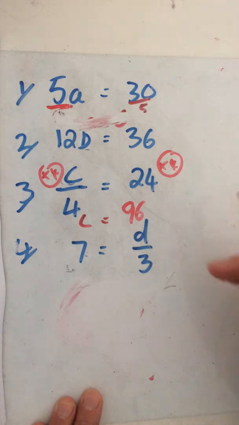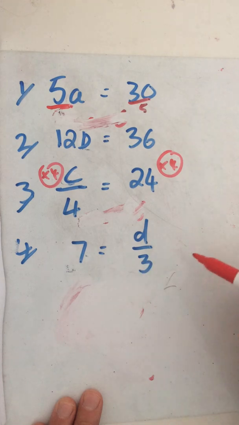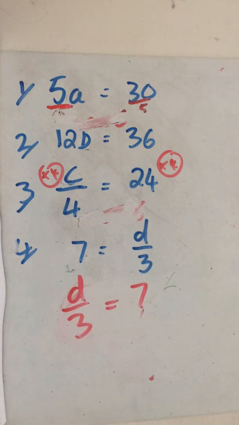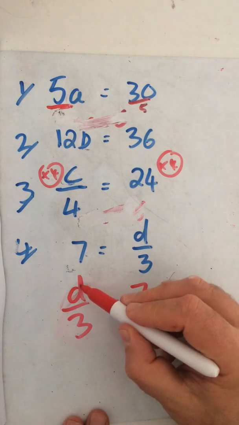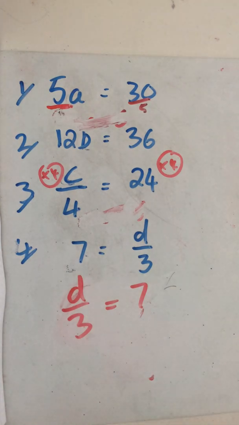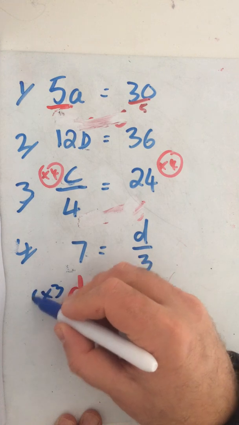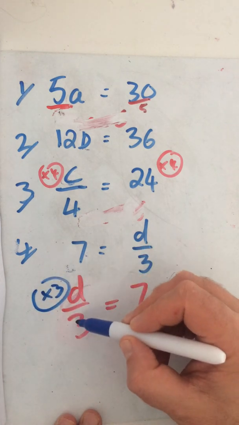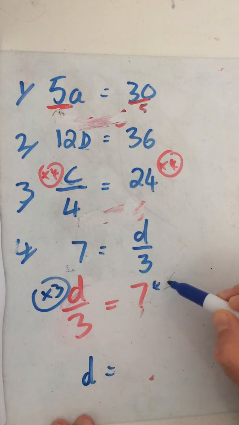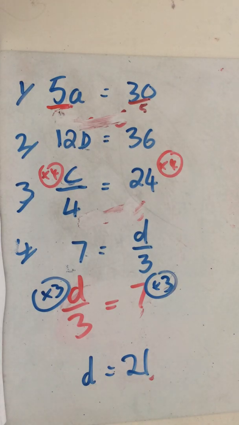And let's have a look at the last one. Again, they're just around the wrong way, so I'm going to put d over 3 is equal to 7. I know it's d divided by 3, so I'm going to times d by 3, because then it's 3d divided by 3, which will give me d. Times by 3 on the other side. D is equal to 21.